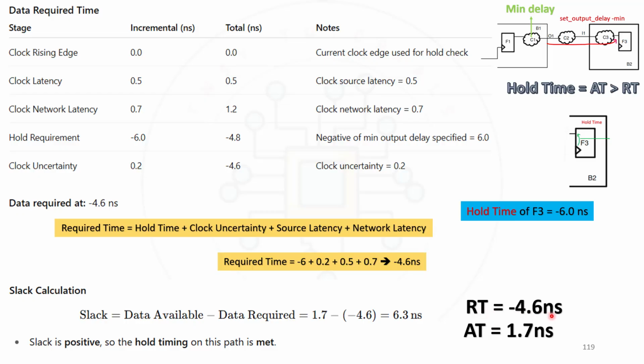So required time is minus 4.6, and arrival time from the previous slide we got as 1.7 nanosecond. And for hold time, arrival time should be greater than the required time. So 1.7 is greater than minus 4.6. So the condition is getting satisfied. So that's why slack is positive, that is arrival time minus required time. So slack is positive, so hold timing on this path is met. So be clear with this particular figure so that you won't get confused.